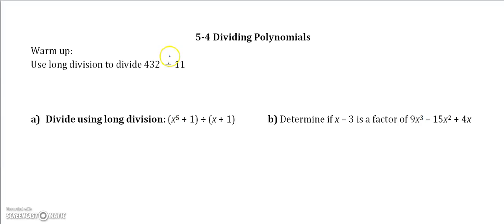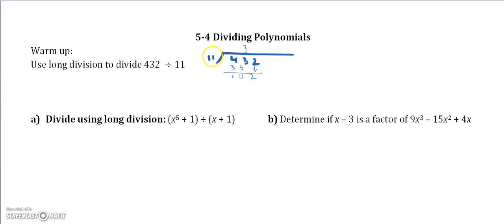Okay, so let's divide some polynomials. So for the warm-up, when we do our division, we would put 11 on the outside, we would do our division symbol, we would write 432. So we want to figure out how many times 11 goes into 43, and that would be 3 times. And we do 3 times 11 is 33, and we would subtract, we would bring down that 2.